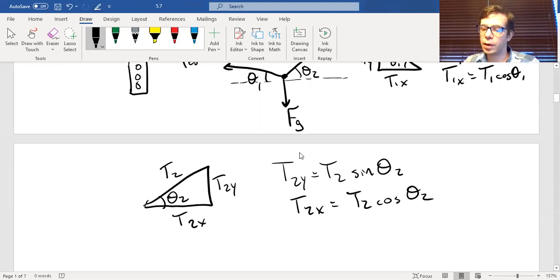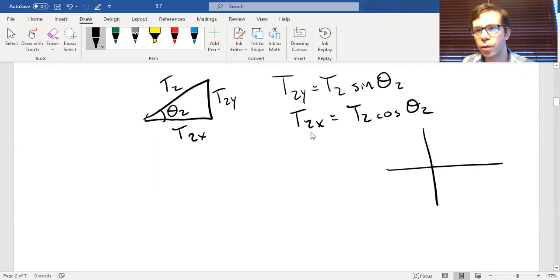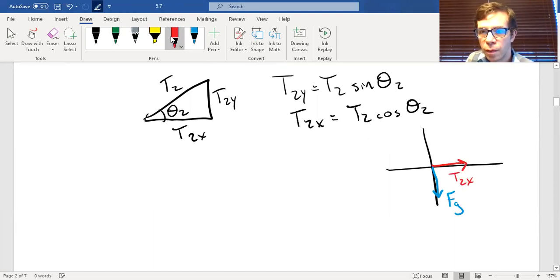All right, so now that we have our components, some people like to redraw this so that you only have components and you don't have the original vectors. So if we want to do that, we can. I tend not to. I tend to just go to the table at this point. But you could think of this as, let me use a different color for vectors on this so it doesn't get too crowded. Here's my gravity. Here's my T2x. Here's my T2y. Here's my T1x. And my T1y.